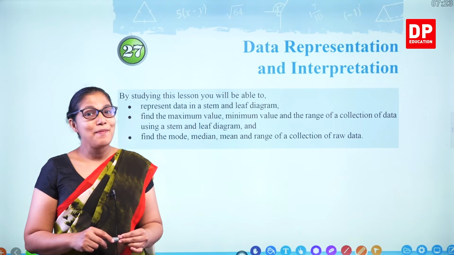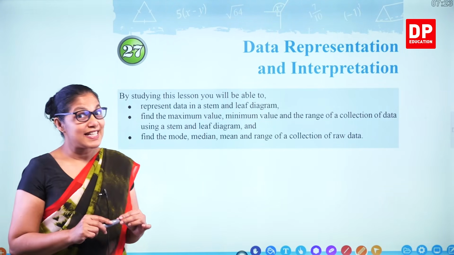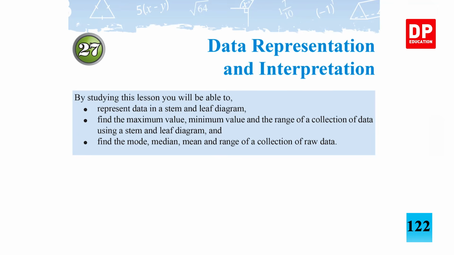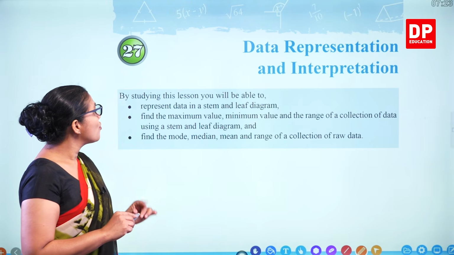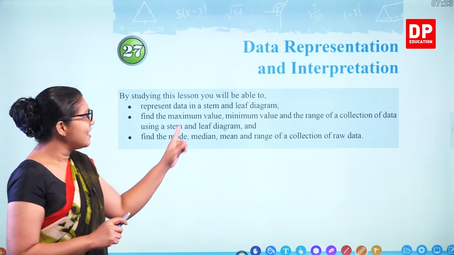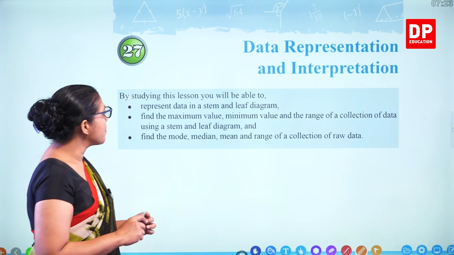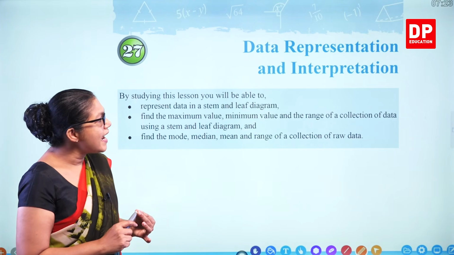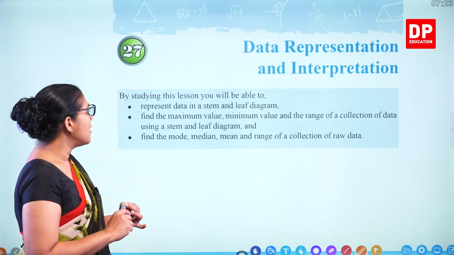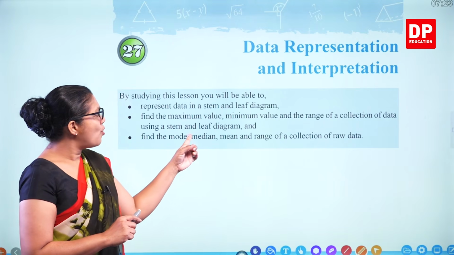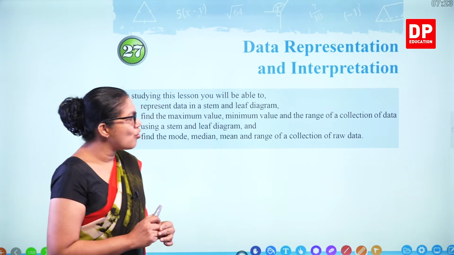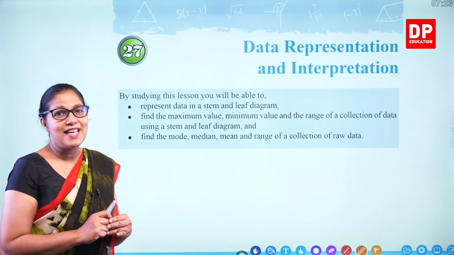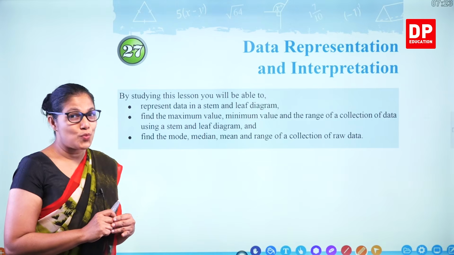Hello children, today I am here to teach you another statistics unit, that's chapter 27, data representation and interpretation. So in this lesson you are learning about stem and leaf diagrams and finding maximum, minimum, range of data, and mode, median, mean, range of a collection of raw data. So we'll see how we can construct stem and leaf diagrams as well.